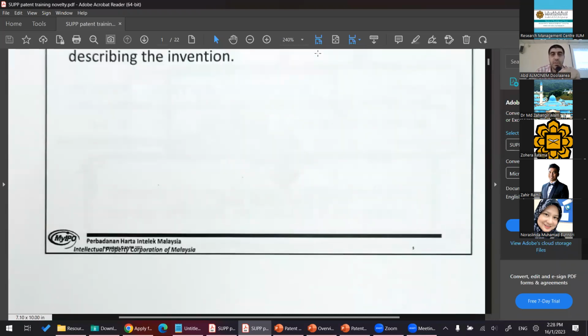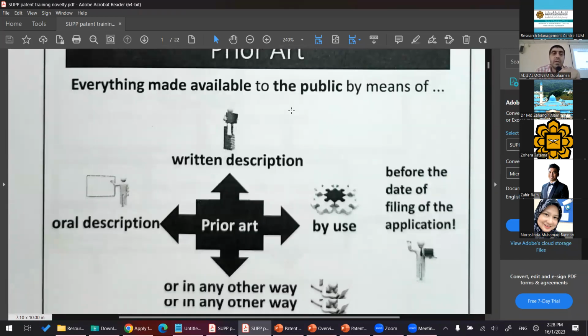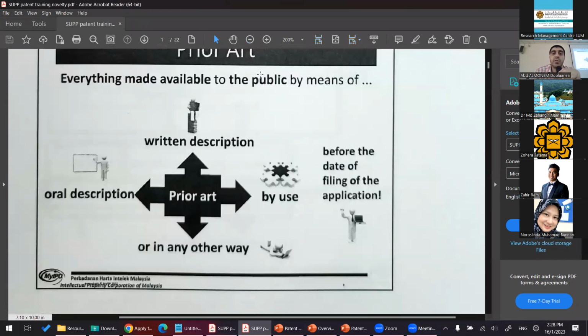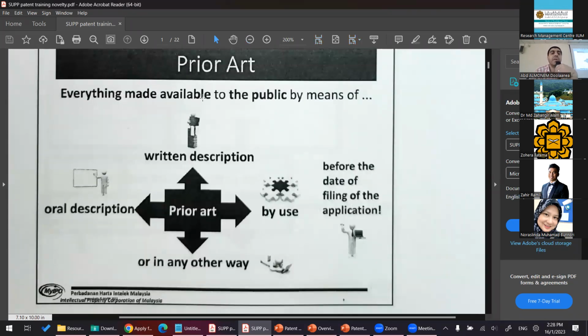This one I think we already covered. Okay, so here is what we mean by prior art. Everything made available to the public by means of written description, oral description, even discussion of something, by use or any other way before the date of filing of the application. So starting from the filing date of the application and before. Everything available to the public is considered prior art.